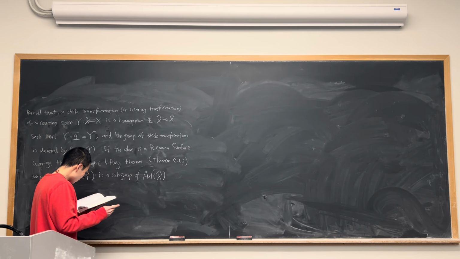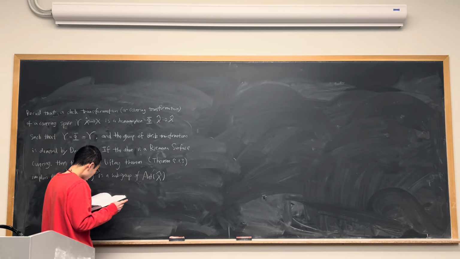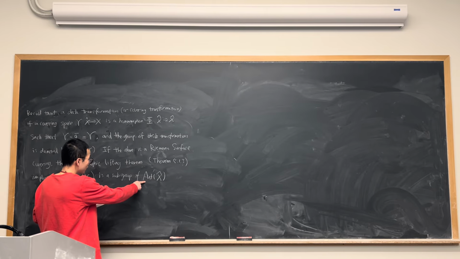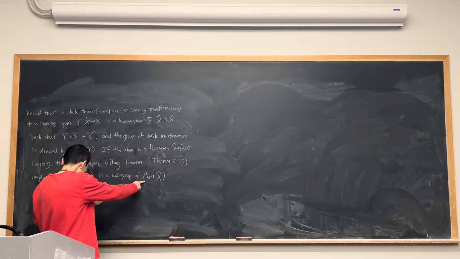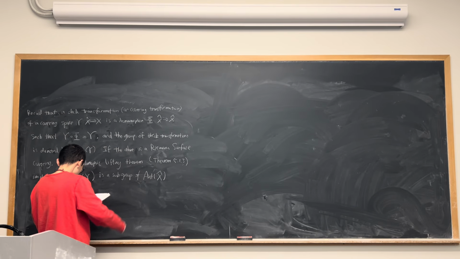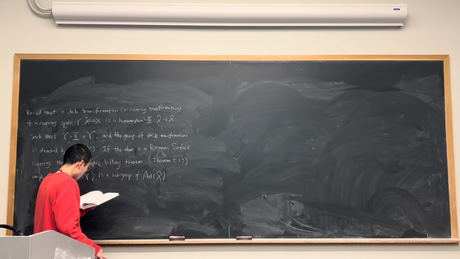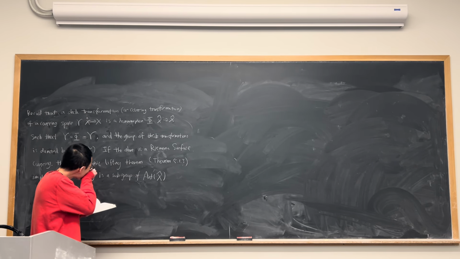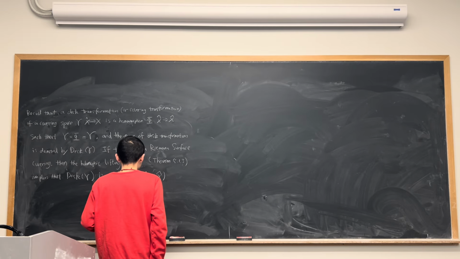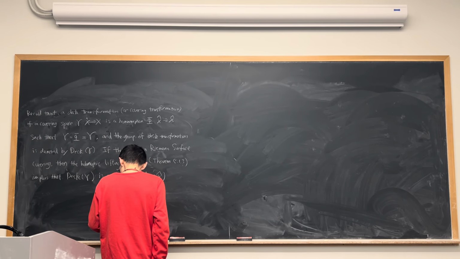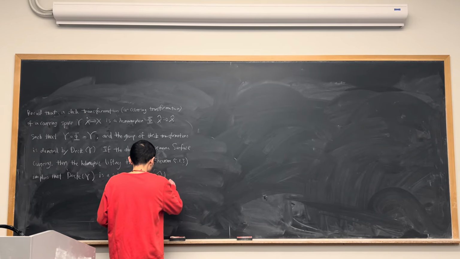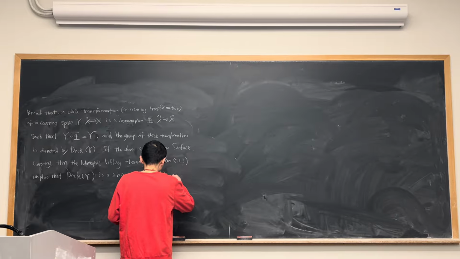Here, this group is exactly the group of automorphisms of X hat, where by automorphism we mean a biholomorphism of a Riemann surface onto itself. So this is called an automorphism.